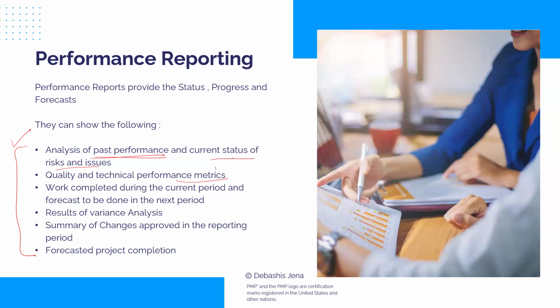Next, include metrics, all kinds of metrics: cost, time, quality, all metrics you define, include them in the report. Work completed during the current period and forecast to be done in the next period. We generally include that. We would have a section, like let's say we are reporting on a weekly basis. So you would have a section, accomplishments in the last week.